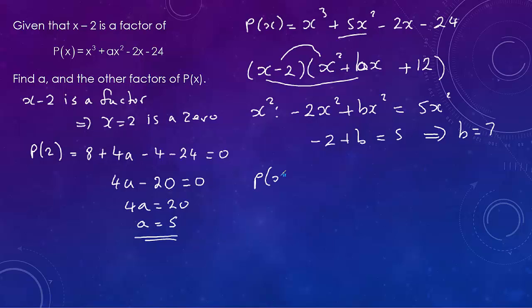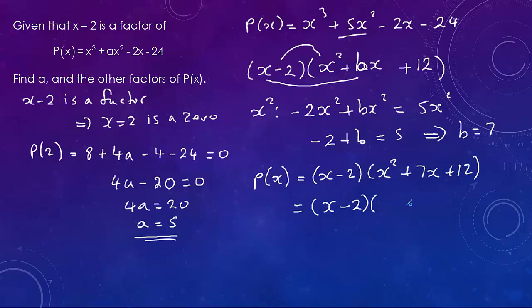So our p of x is x minus 2, x squared plus 7x plus 12, and you shouldn't need to look for too long. The quadratic factor is not guaranteed to factorize, but this one does, and it's just an x plus 3 and x plus 4.